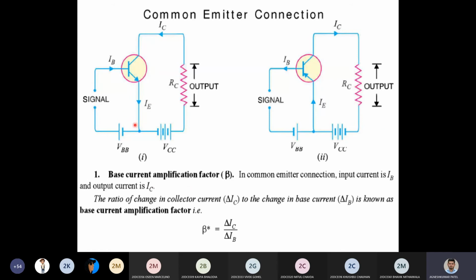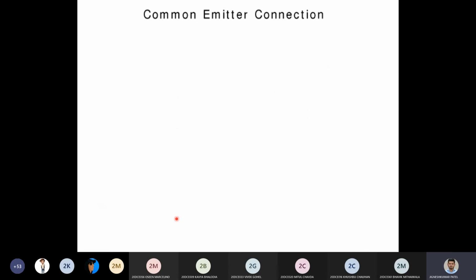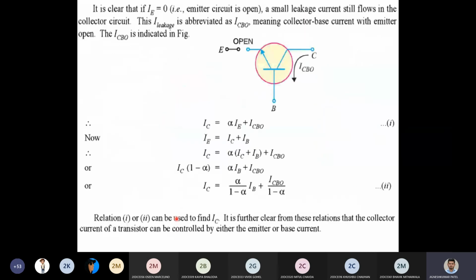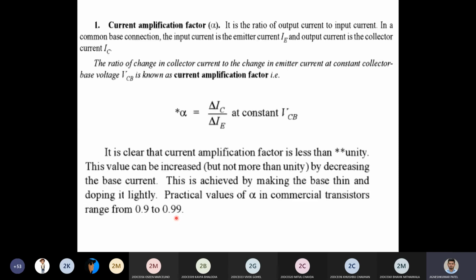Here a base current amplification will be there. In common emitter connection, input current is IB and output current is IC because IE is common in between. Okay, so now input is IB and output is IC. So the ratio of change in collector current to change in base current is known as the base current amplification factor. Earlier, when we saw this, that terminology was different, that was alpha. Okay, that is a current amplification factor.